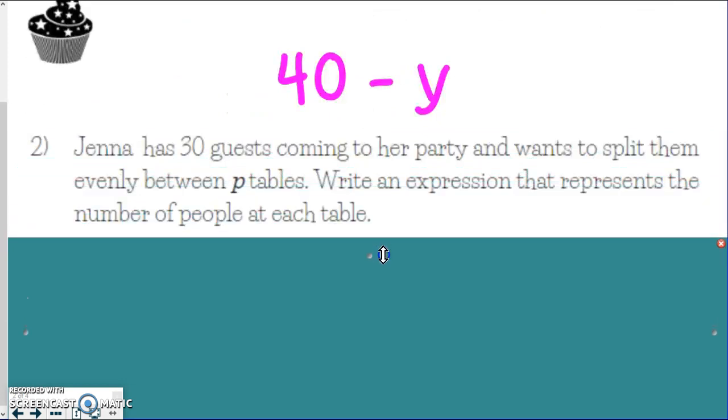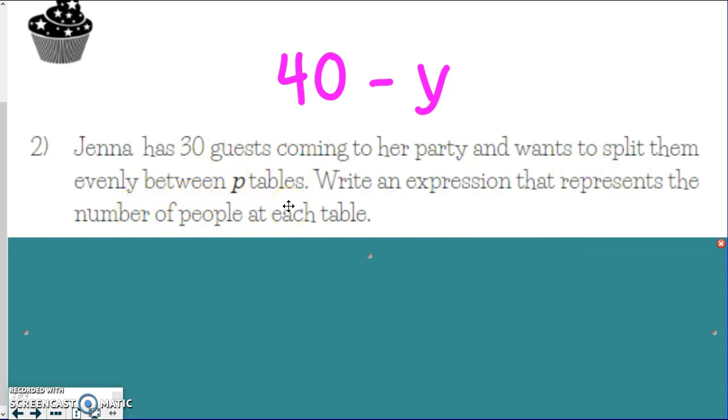Jenna's got some more party planning to do. So she has 30 guests coming to her party and wants to split them evenly between p tables, right? This is so many tables that they are using at this party, okay? Write an expression that represents the number of people at each table. So when I'm looking at this, I see again 30 guests, there's one of my numbers, and then I'm focusing on this word split, okay? I know split means to divide, so she's taking the guests and splitting them evenly between the p tables.